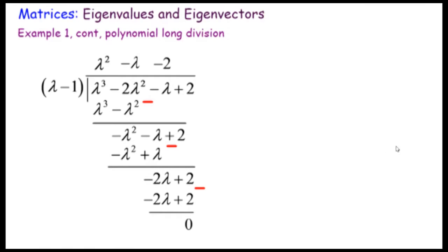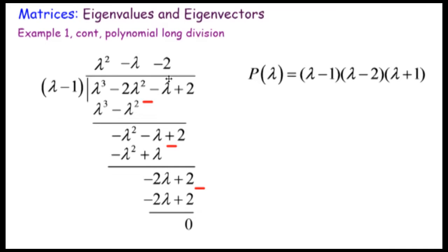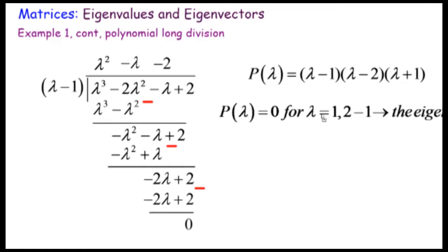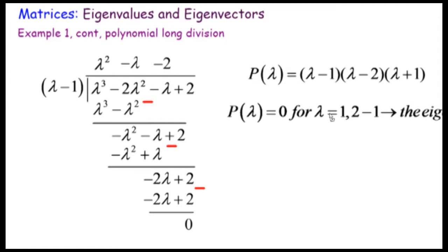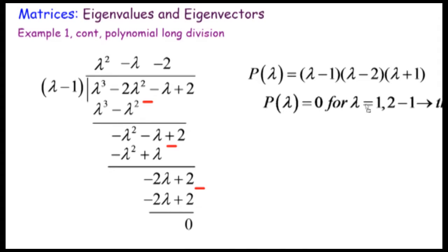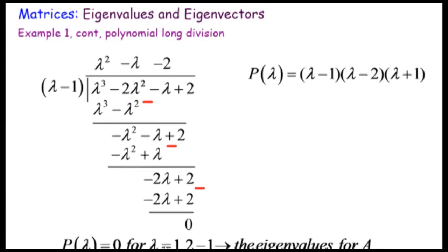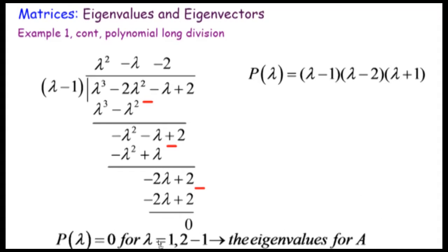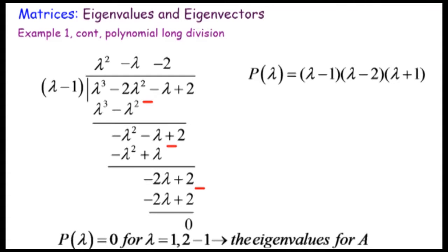So what does this mean? It just means that we're going to have to factor lambda squared minus lambda minus 2, which is not too bad to factor. We end up getting this, and if it's equal to 0, we're going to get 3 eigenvalues. Let's put this down the bottom here. They're going to be 3 eigenvalues, 1, 2, and minus 1 for that particular matrix A.